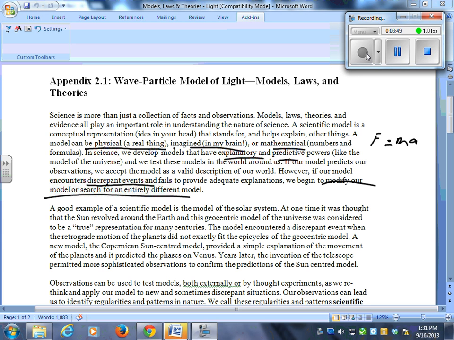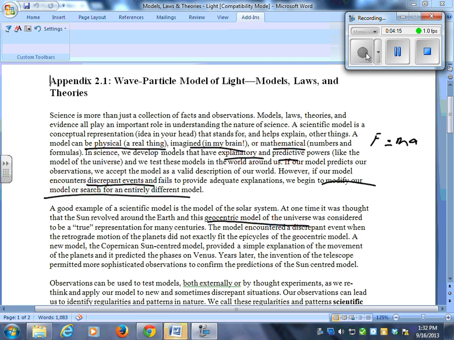Joey. Solar system model. Tell me how it's changed. I don't know. Oh. Well, let's read ahead. Maybe that's just a good indication as to read ahead, maybe. A good example of a scientific model is the model of the solar system. At one time, it was thought that the sun revolved around the Earth on this geocentric model of the universe.